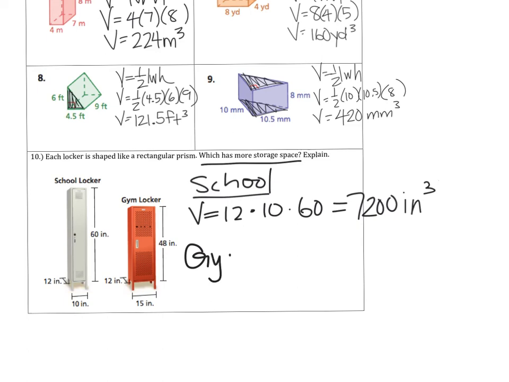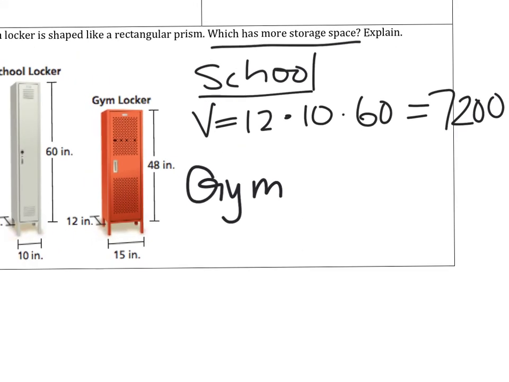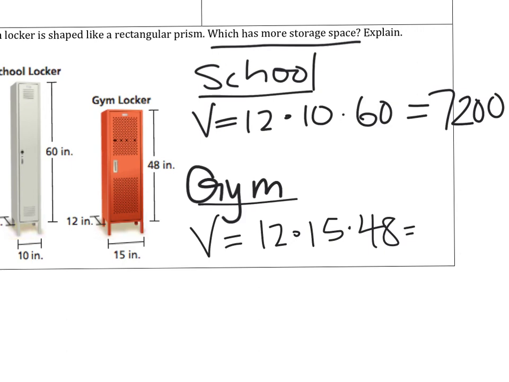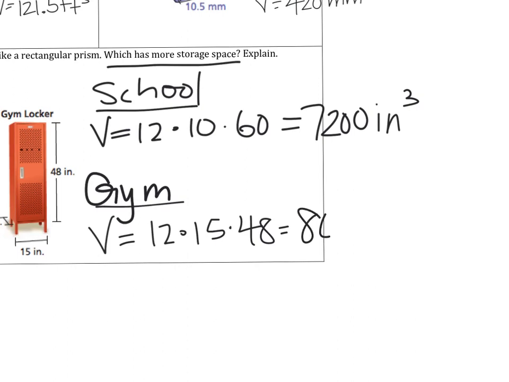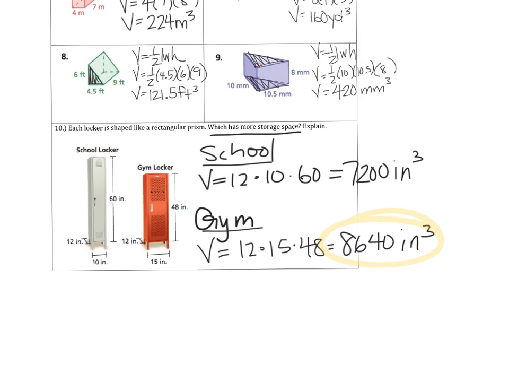So the gym locker, even though it's shorter, is actually wider. So let's find out. 12 times 15 times 48. This one is 8,640 inches cubed. So because of that, we know that the gym locker holds more space, okay, because it's a larger cubic inches.